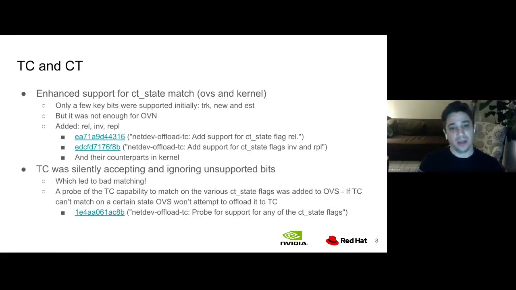One of the first things that we encountered and had to handle is matching on the conntrack state. The kernel TC offload of connection tracking and OVS weren't really compatible in that aspect. As TC offload for connection tracking was first introduced with the three basic states, tracked, new, and established, it didn't support the additional states of related, invalid, and reply. And we discovered that OVN is actually using those flags quite a lot in the data path.